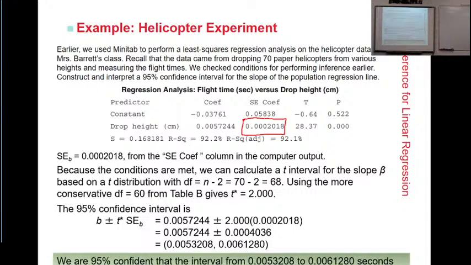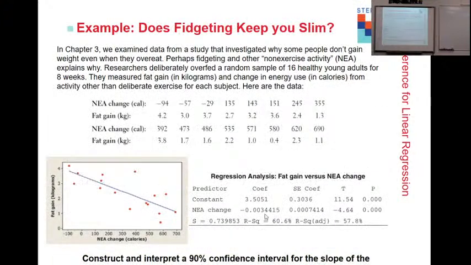We all ready? Okay. So again, here's our data that we're putting into lists 1 and 2. So the NAA change goes into list 1. The fat gain goes into list 2.